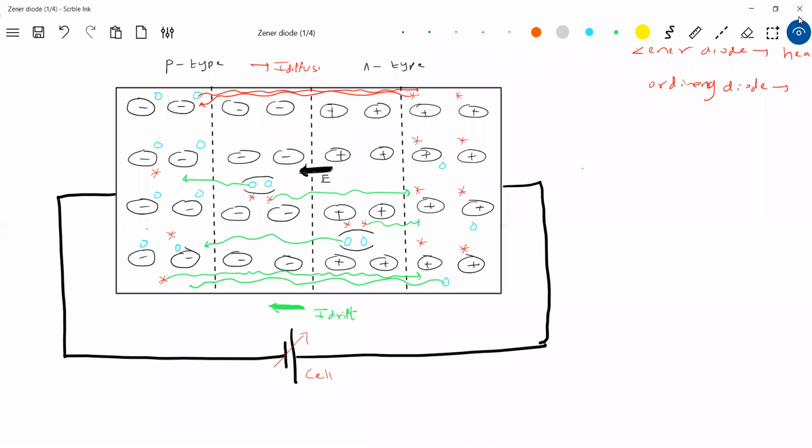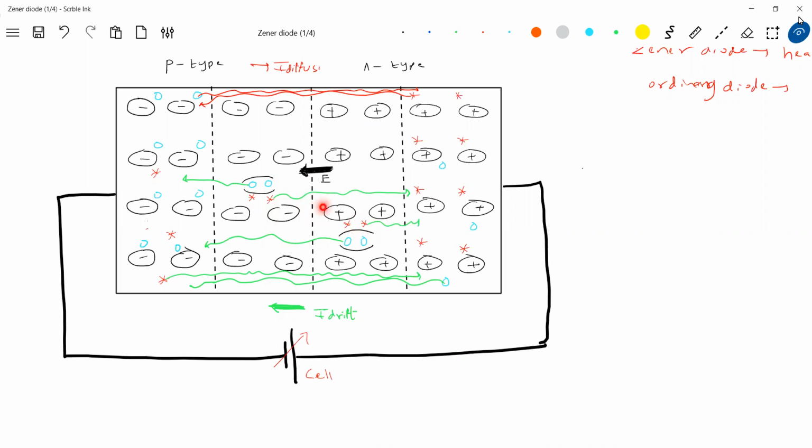Then what happens to the number of majority carriers crossing the junction? Their number will decrease, so the diffusion current will decrease. As I increase the width of the depletion layer, the breaking up of covalent bonds in this region will increase, because more charged layer will come, more covalent bonds will break up, and more minority carriers are generated, either here or here. That's why I showed both.